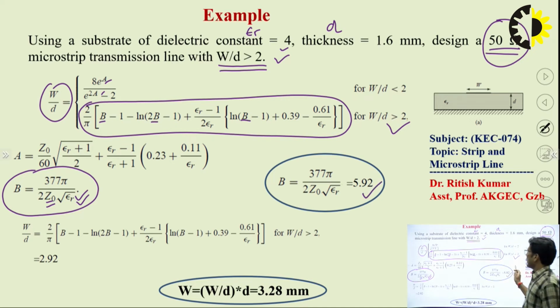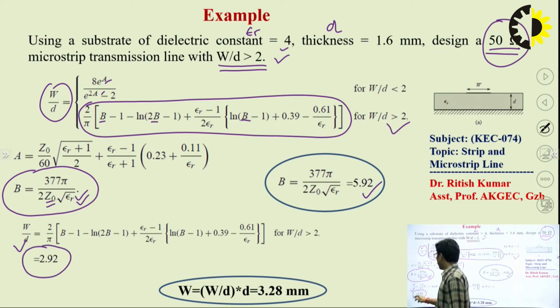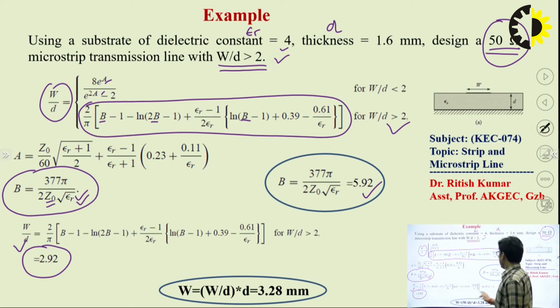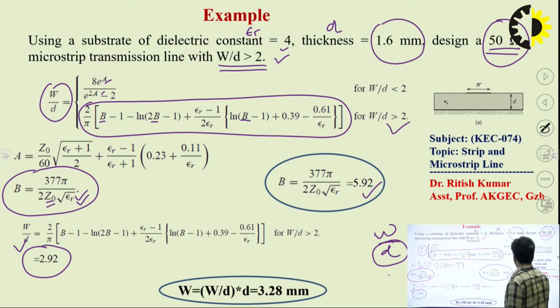Now after getting this value, you need to get the W by D ratio by using this formula, and we have the value of 2.92 here. So W by D is equal to 2.92, and we know the value of D according to the question, it should be 1.6 mm, and after applying this 1.6 mm we have 3.28 mm.